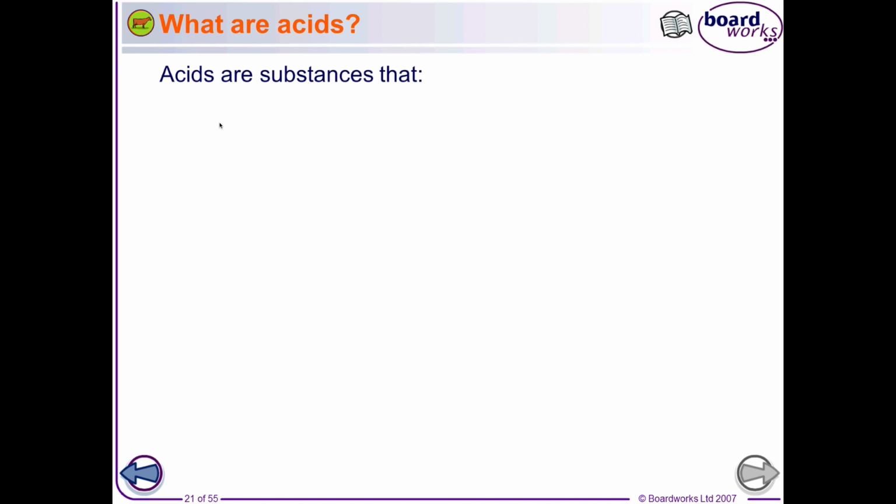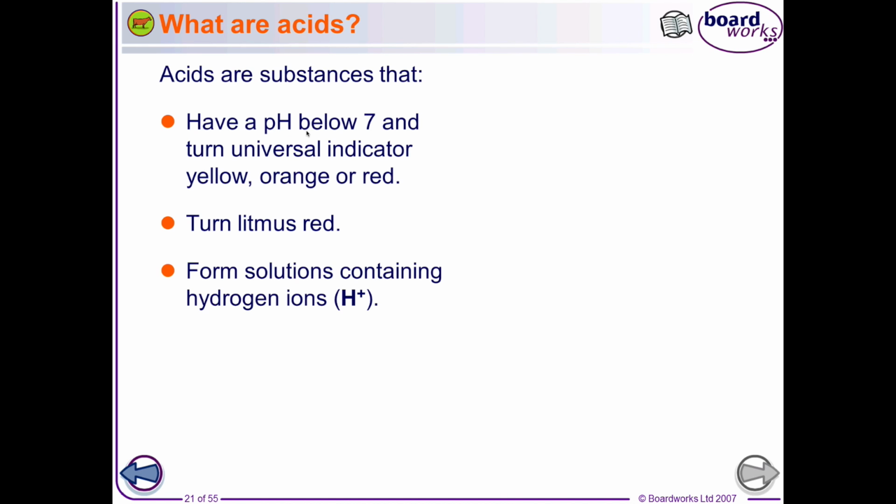Right, so during this section we're going to take a look at acids and alkalis. Now, first and foremost, acids are substances that have a pH below 7 and turn universal indicator yellow, orange or red. They'll turn litmus paper red and generally form solutions containing hydrogen ions, which are the H+ ions.